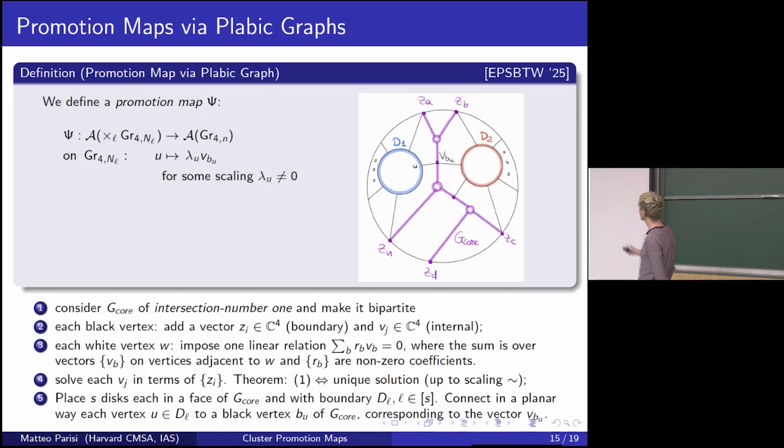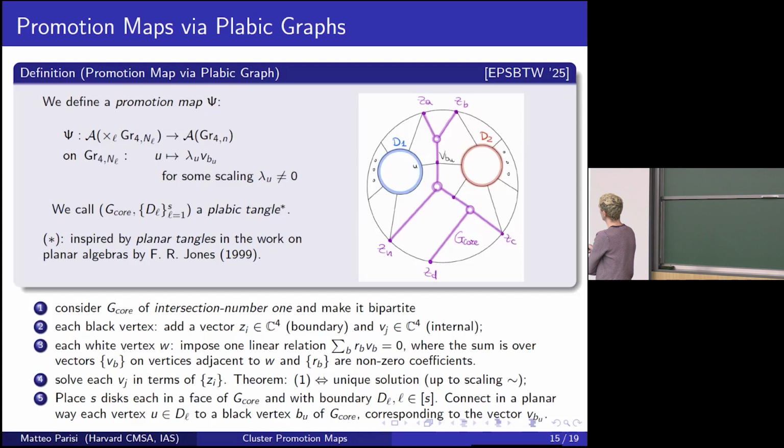Okay, and once I do this, I use this to define a map from the cluster algebra of the product of all Grassmannians in the disks, on the input disks, to the cluster algebra of the whole Grassmannian Gr(4,n). And the map is very simple. For every Grassmannian Gr(4,n_L) on a disk, I substitute a column vector with the vector that I find connected to it. So in this case, it's going to be V_B, V_U. And as usual, I have some freedom of rescaling, so you might have to tune some global scaling, but that's basically it.